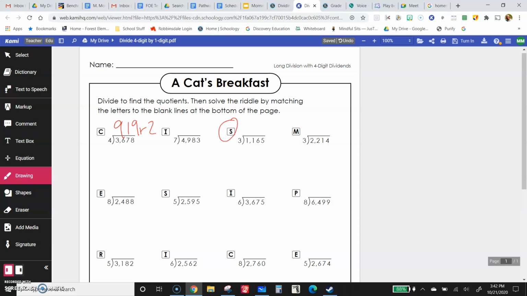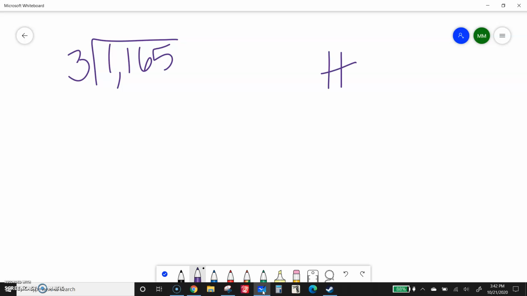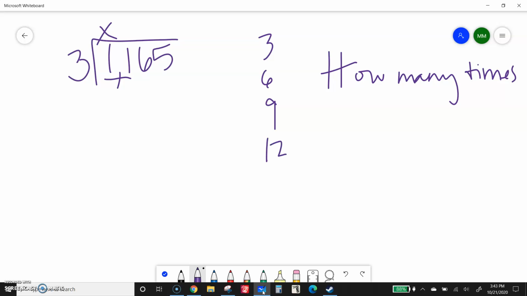All right, S is the next one I'm going to do for you to show you the steps again. So I have 1,165 divided by 3. Sorry, I'm actually going to write that just a touch slower. So I have a little more space on top. Divided by 3. There we go. So now, how many times does 3 go into 1? It does not. How many times does 3 go into 11? 3, 6, 9. 12 is too big. So 1, 2, 3 times.